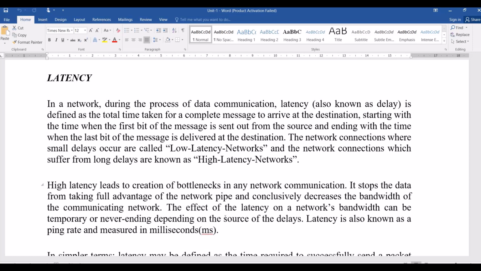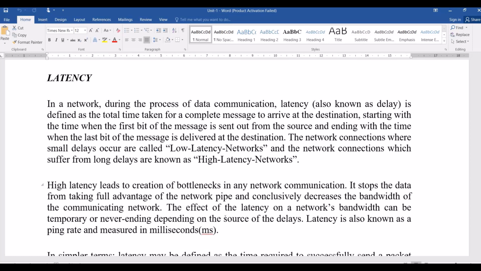Destination, starting with the time when the first bit of the message is sent out from the source and ending with the time when the last bit of the message is delivered at the destination. So first bit and last bit, from source to destination, how long it takes. The network connections where small delays occur are called low latency, and the network connections which suffer from long delay are known as high latency networks.